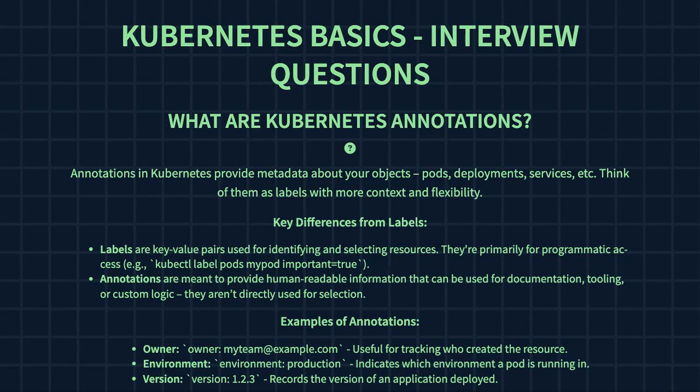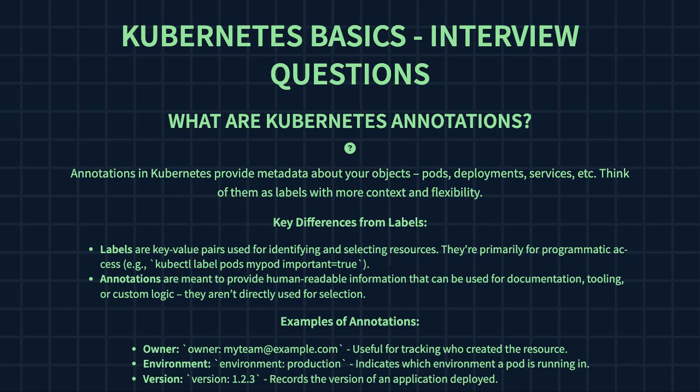Okay, let's talk about Kubernetes annotations. Basically, they're like extra notes attached to your resources, pods, deployments, services, whatever. They're different from labels. Labels are for finding things in your cluster, while annotations are more for providing context and information. You can think of them as little hints or descriptions. For example, you might use an annotation to track who created a pod, what environment it's running in, or the version of the application. Tools and even custom operators can read these annotations to help automate things and make your cluster management smoother.